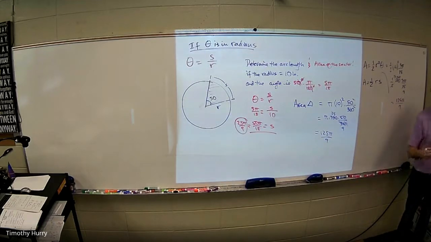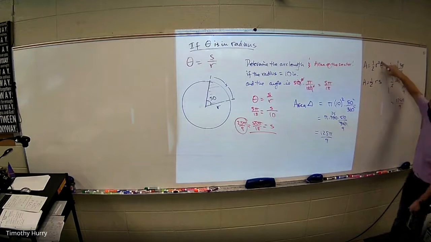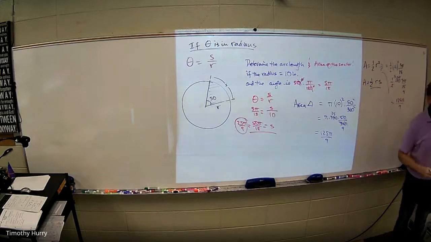It just requires me to memorize this formula. Or I can use this one too. But if you really think about it, this one and this one, if I replace theta with S over R, because that's what it is, then one of the r's cancel, and I get that. That's just a good formula if you happen to have the arc length already.